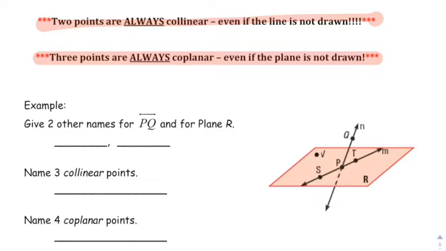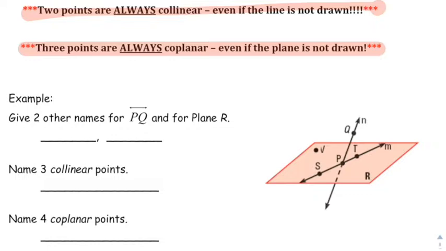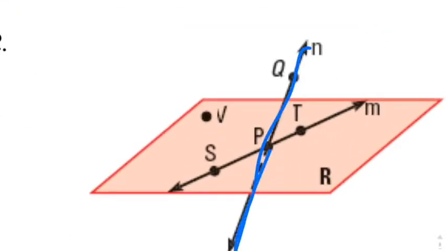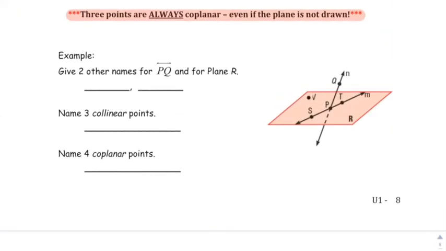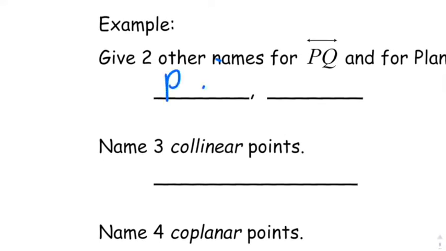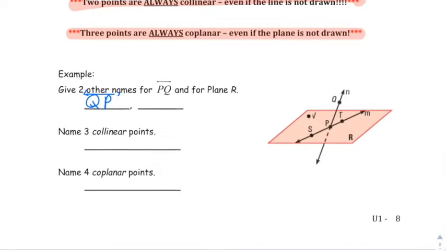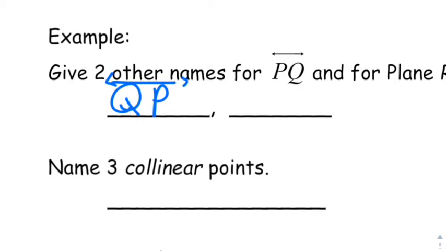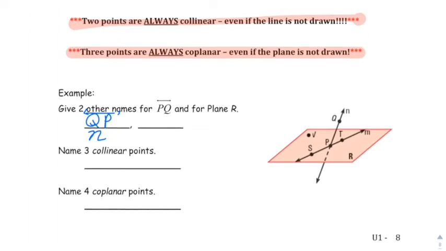All right, give 2 other names for the line PQ and then for the plane R. Okay, so PQ, here we are right there. So there's 2 different ways you can do it. You can just change the order. So we'll say PQ, or QP. It's a different order, or you can use that cursive script letter in this case, which I kind of forget how to write. I think it's like this. So anyways, that's 2 different ways to do that.